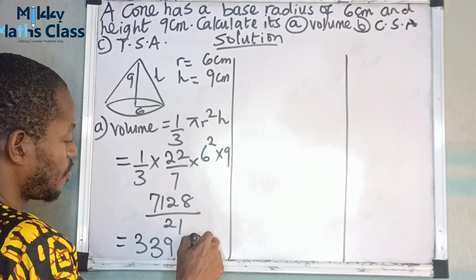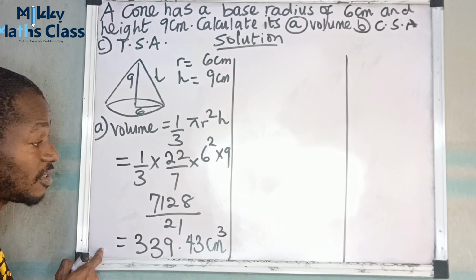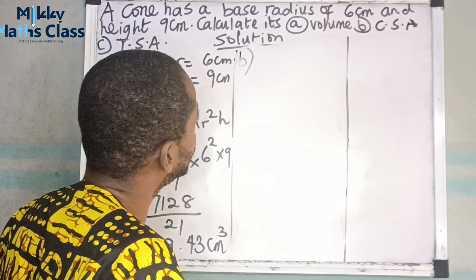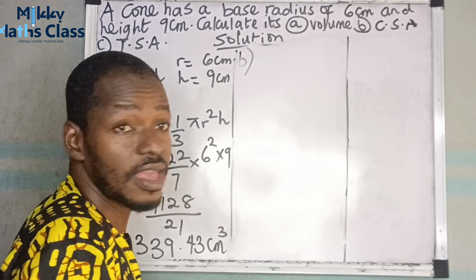339.43 centimeter cubed. So that's the volume of the cone. The B part says that we should calculate the CSA. That's the curved surface area.